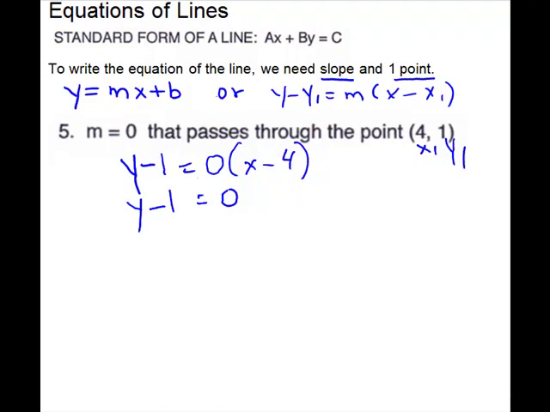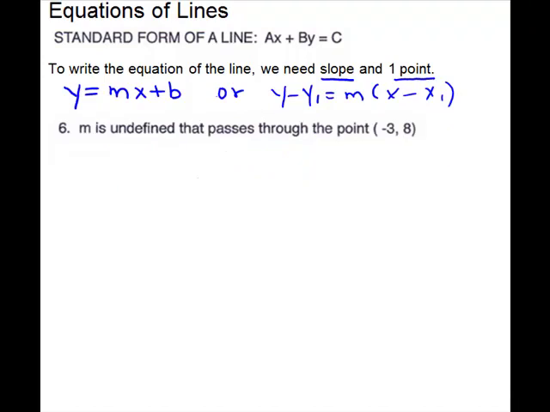And then we just need to isolate the y to have slope-intercept form. Add your 1 to both sides. That is also standard form, but this is a horizontal line. Our slope is 0, and it will go through the y that is given in your point.